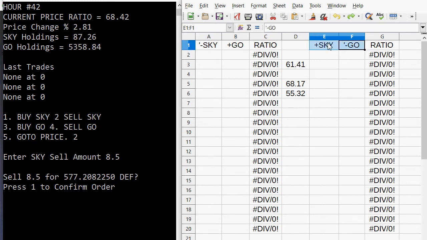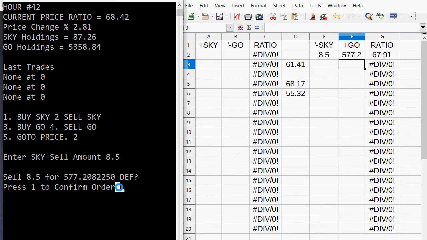Okay, so let me just go like this, go like this. So I'd be selling 8.5 and getting back 577.2. So the real ratio works out to 67.91. Let's confirm that order.